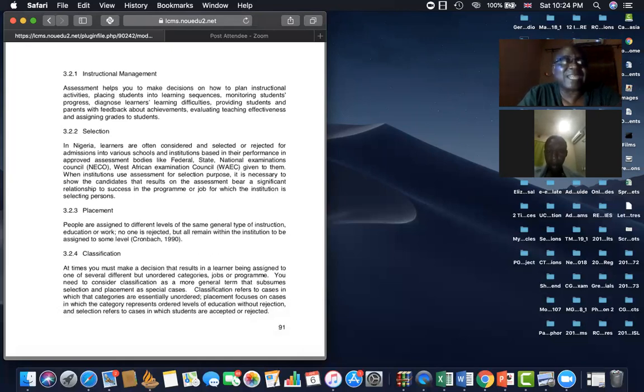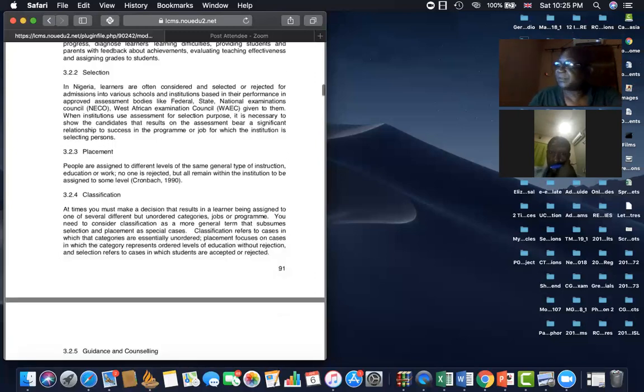Placement is almost like selection, but there is a very slight difference. The idea is that if you do not pass, we cannot take you to the next level of instruction. People who fail will have to repeat that semester. It's a kind of placement.